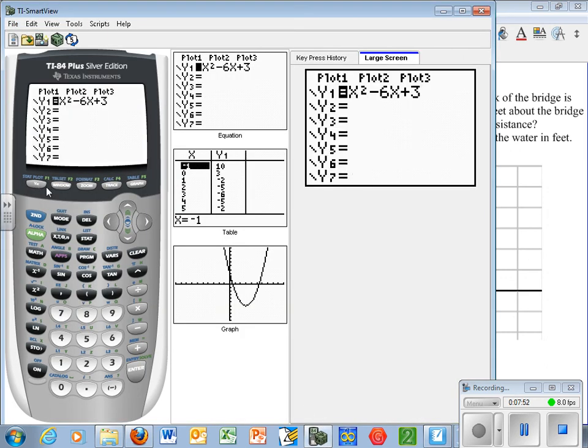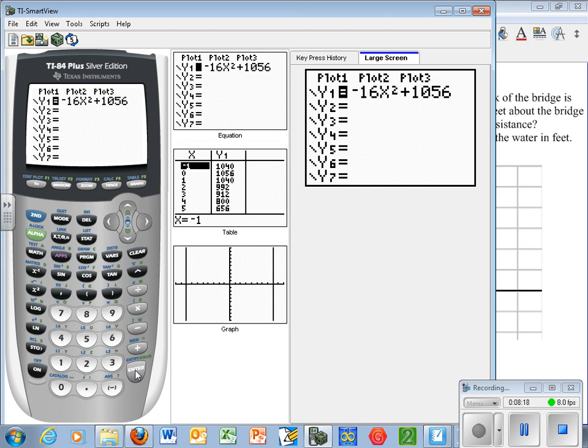So let's go to y equals. Let's clear that out. So we're putting in negative 16x squared plus 1056. Let's hit enter so that that's in there. Okay.